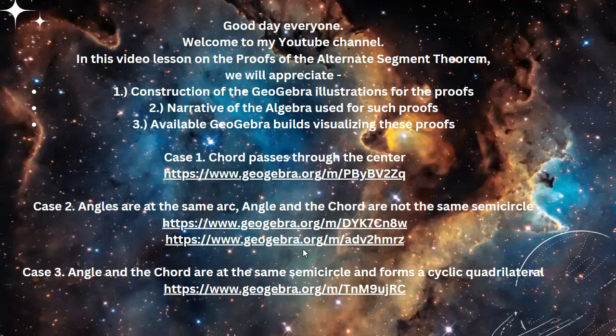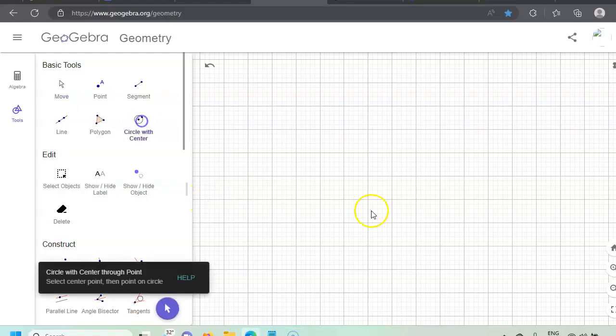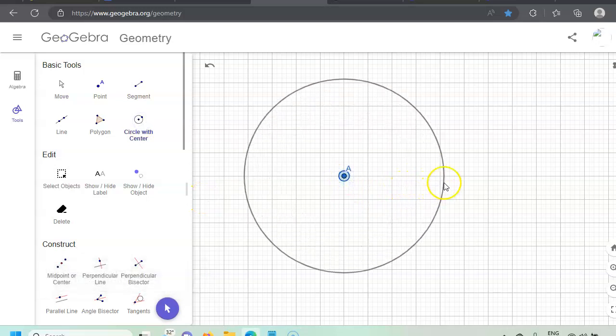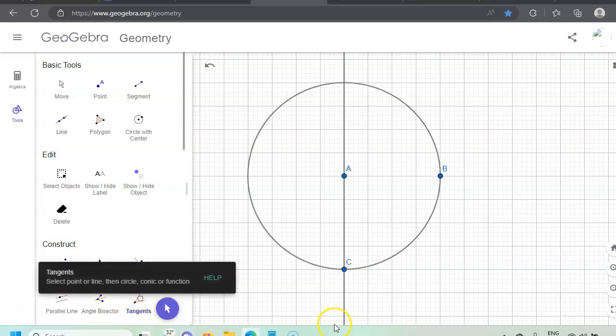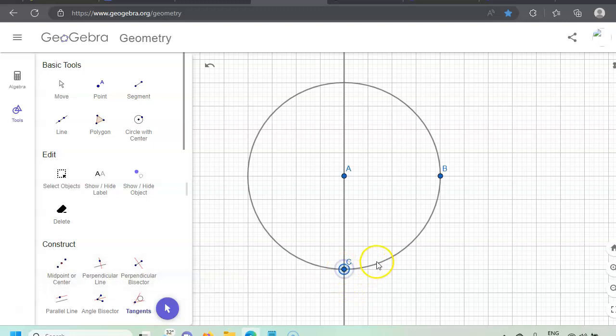In the first case, the chord passes through the center. So let's begin. So here are the elements of our proof. First, a circle, and then we are going to create a chord that would pass through the center. So it means the chord is the diameter. Then the next element that we're going to create is of course the tangent line. So call the functionality tangents and then click on a point and the circle. So we now have the tangent line.